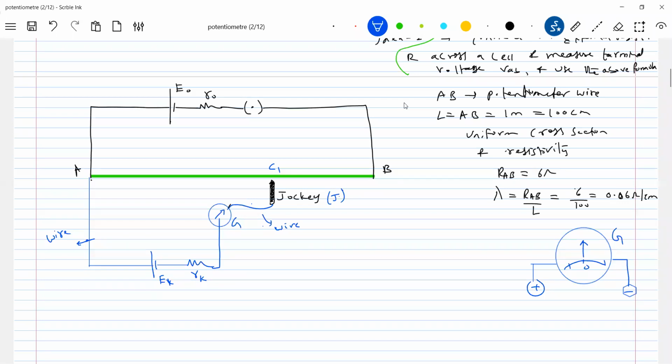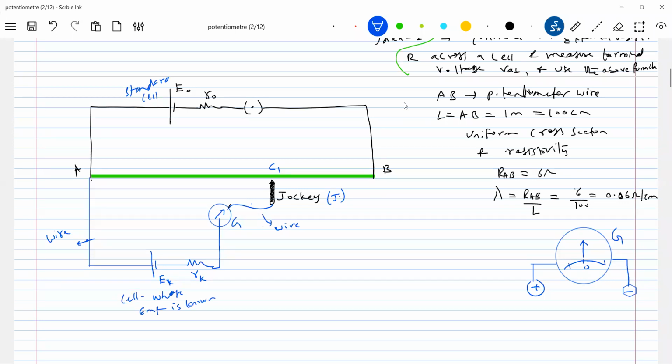Okay, now there's a standard cell. This I'm not going to disturb, meaning whose EMF I know, the value of E naught, r naught, everything. This is the known cell whose EMF is known.